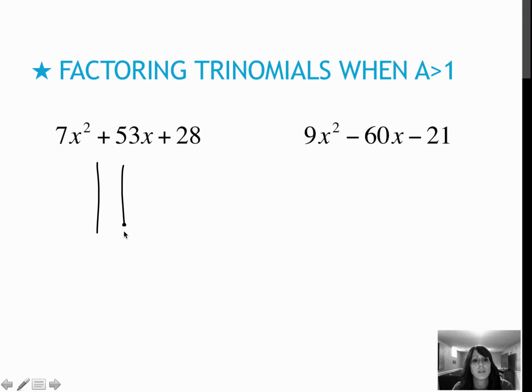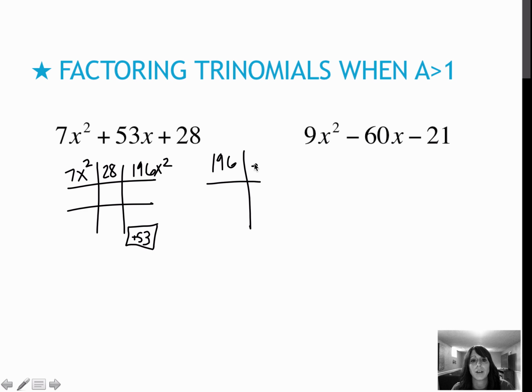So for my first, I've got 7x squared and positive 28, which multiplies to 196 x squared, and positive 53. Again, when we're trying to find those factors of 196, it's not a bad idea to just utilize your calculator. We want them to add to 53. And numbers that multiply to 196, obviously 1 and 196, which doesn't work, and 2 and 98, which doesn't work. But again, you can just use your calculator to take 196 divided by 2 and see what comes out.